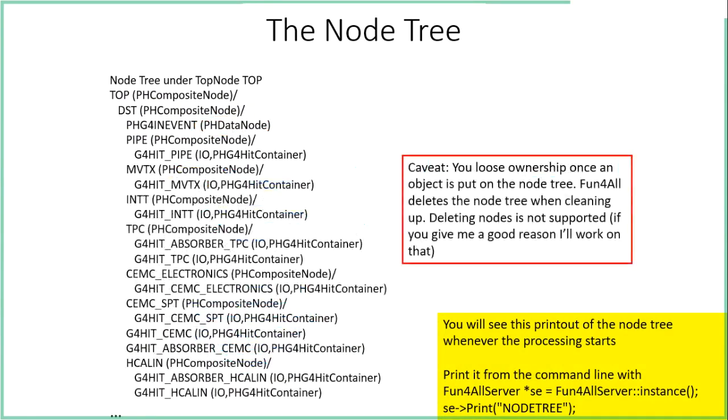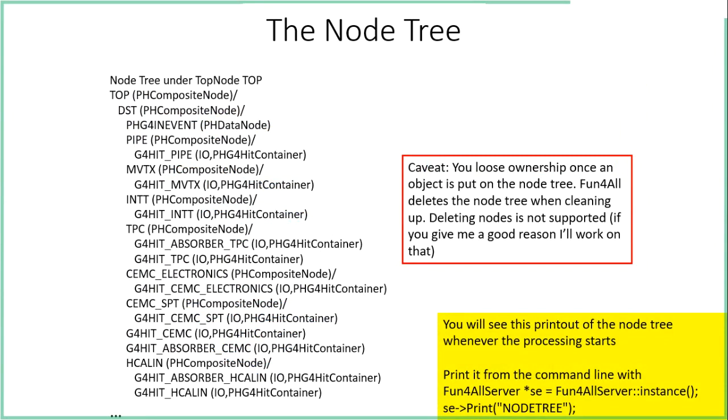One little caveat: once you put something on the node tree, you lose ownership. So please don't delete it. Fun4all will do that. If you delete it and Fun4all deletes it, you get a segfault at the end. Deleting of nodes is not supported. I don't see any good reason for that. If you give me a good reason, then I'll work on that.